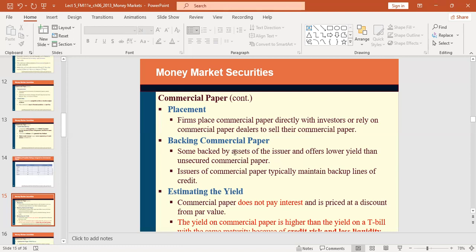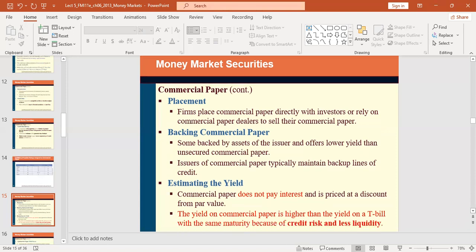Because there is an asset already used as a backup if there is default, of course you will get a lower yield in return. Issuers of commercial paper typically maintain backup lines of credit to minimize the default risk.